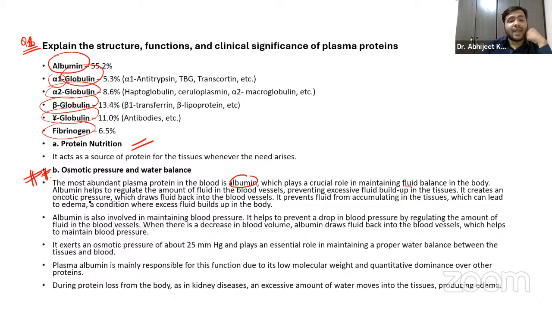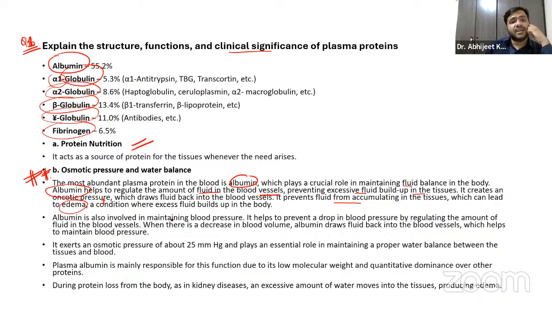So you already know albumin is one of the plasma proteins. What is the clinical significance of albumin, guys? It helps to regulate the amount of fluid in the blood vessels, preventing excessive fluid buildup in the tissues. It creates oncotic pressure, so basically it helps to maintain the oncotic pressure. It prevents the fluid from accumulating in the tissues, which can lead to edema. So one of the clinical significances of albumin is that it prevents edema formation, and you have to write about this.